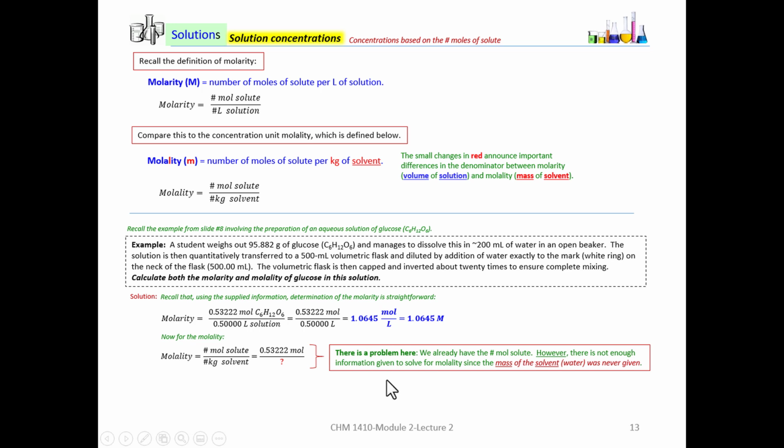So what we're going to do is actually, on the next slide, restate this situation, and we're going to provide a little more experimental information that'll help us find the number of kilograms of solvent, in this case kilograms of water, in this solution so we can finish this calculation of molality. That piece of information we're going to include is the density of the solution.